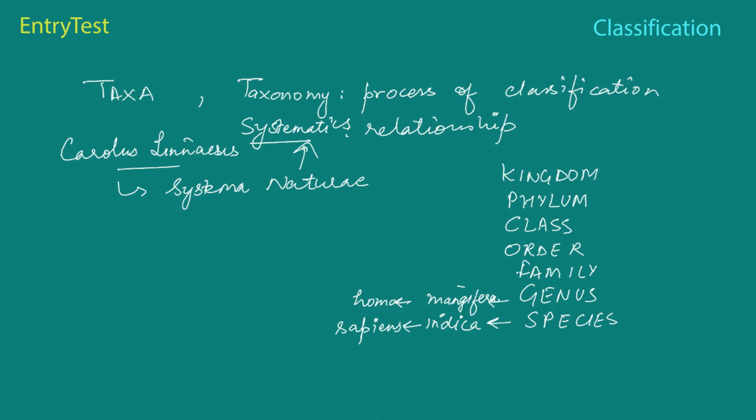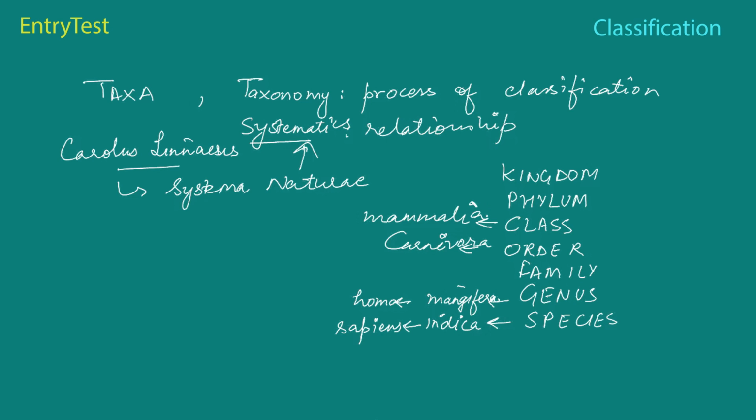All these are families. Next, you come to order. Order, for example, Carnivora. Order Carnivora, order Herbivora. Alright, so all these are the orders. Coming to the class, for example, class Mammalia or Amphibia. Alright, so these are the classes.